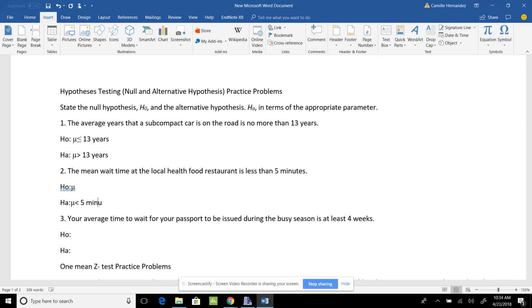So here you see that completes what I set up: the mean is less than 5 minutes. But what does that mean for my null up here? It means my null has got to be the mathematical opposite of less than. I know the mathematical opposite is equal to and greater than, so I'm going to include the 5 minutes. So my null is the mean is greater than or equal to 5 minutes. The alternative is the mean is less than 5 minutes.